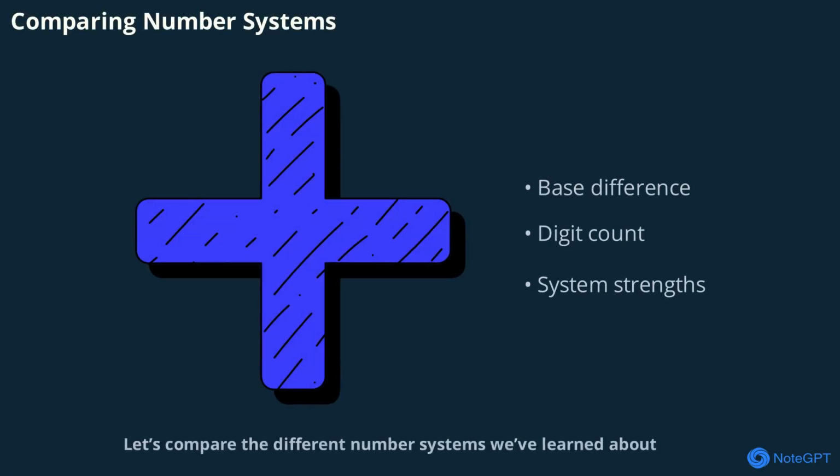Let's compare the different number systems we've learned about. The main difference between them is the base, or the number of digits they use. Decimal uses 10 digits, binary uses 2, octal uses 8, and hexadecimal uses 16. Each system has its own strengths and is used for different purposes. By understanding the similarities and differences, you'll be able to switch between systems and solve a variety of problems.